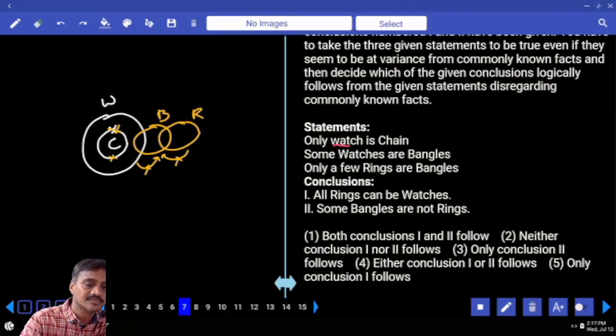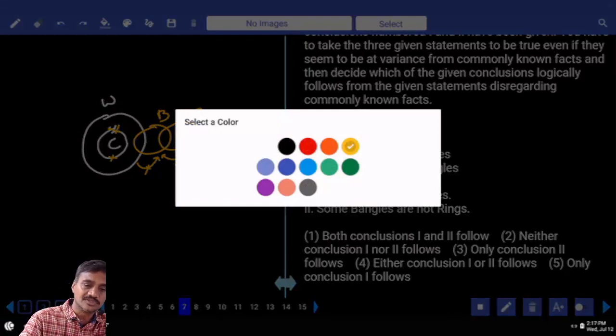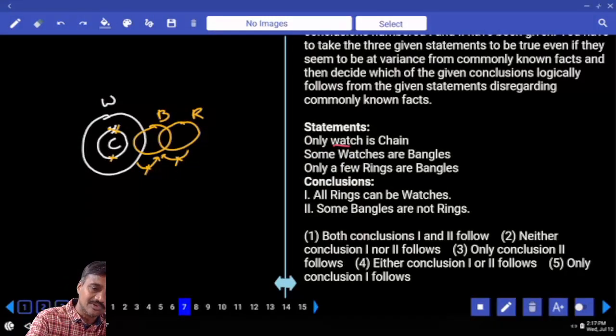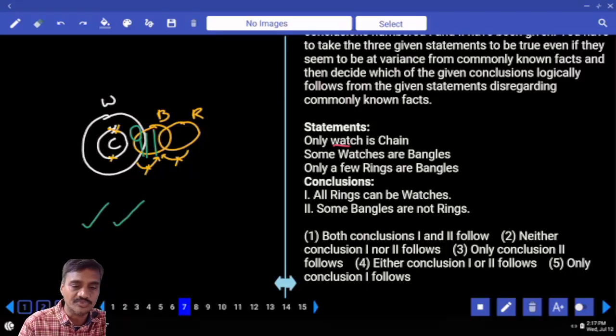Then coming to the first one, all rings can be watches, and this entire ring can be a part of this watch. Now tell me whether I am able to write this entire ring like this or not. Yes, it is possible. Some bangles are not rings. As of now, these are the bangles which are not rings, is true. Now to make this one false, I need to prove all bangles are rings. Is it possible to bring all bangles under rings?